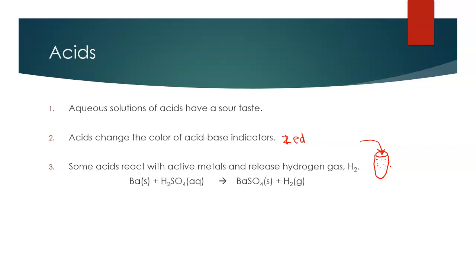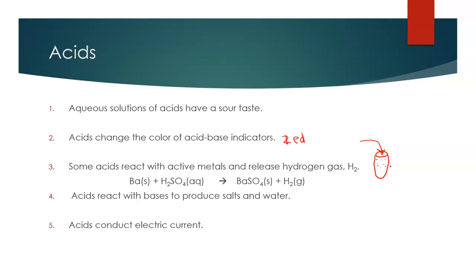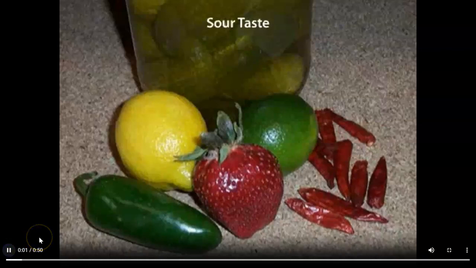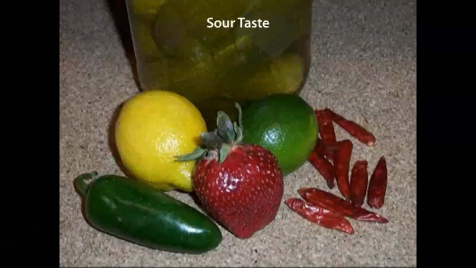Here we see that if we put solid barium into the test tube with sulfuric acid, you're going to see a lot of bubbles, which would be hydrogen gas, and then barium sulfate would be a solid precipitate that would sink to the bottom of that test tube. Acids react with bases to produce salts and water, and acids conduct electric currents. Acidic foods often have a sour or tangy taste. The hot taste of many peppers is caused by a powerful plant acid called capsaicin.